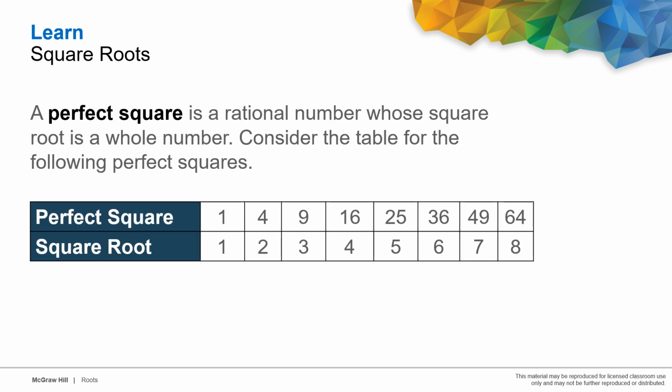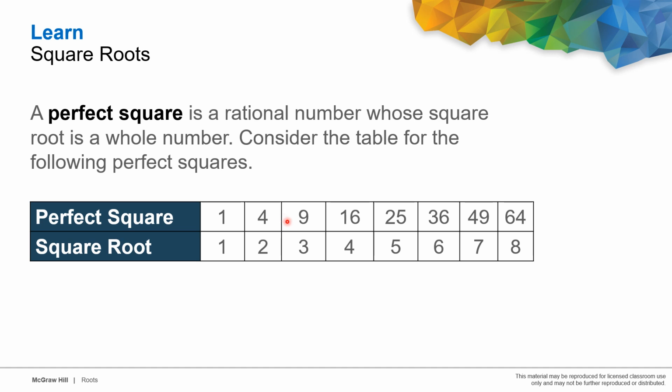Here we're going to talk about perfect squares. Perfect squares are numbers that when you take the square root of them, their square root is a nice whole number. So you'll see the square root of 1 is 1. So 1 is a perfect square because 1 times 1 is 1. 4 is a perfect square because the square root of 4 is 2, and you can see that because 2 times 2 is 4. And we can go down the list.